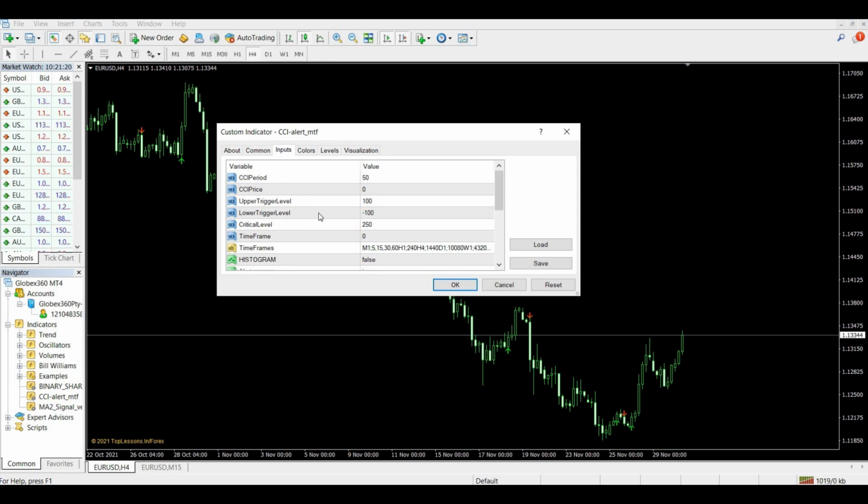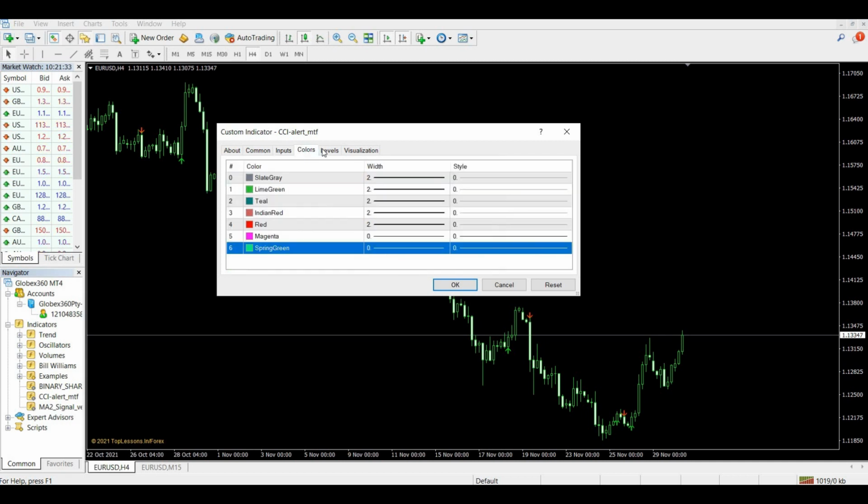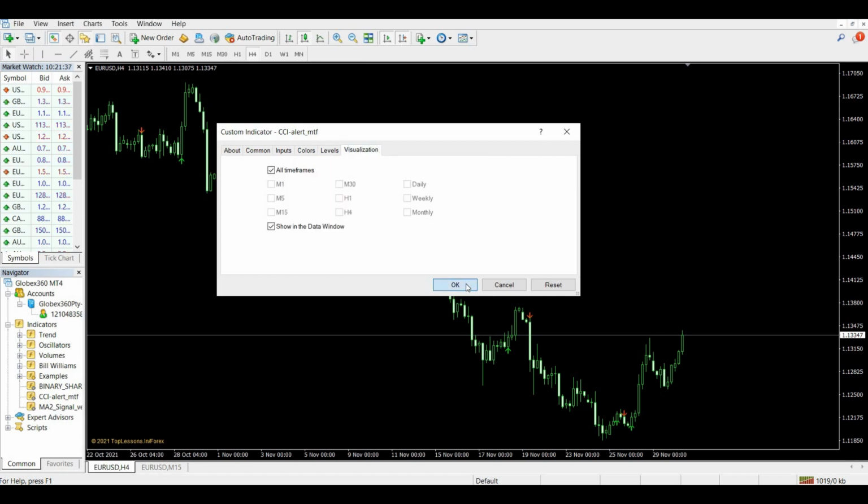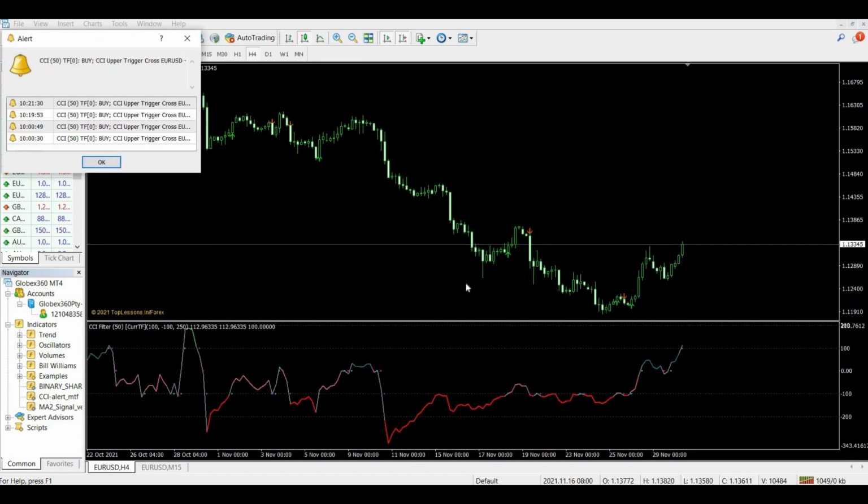Now, if you want to play around with the settings, this is the input section where you can play around and look at what you want to see. Here we have time frames, which most systems do not have. So we can just click OK. There are colors, there are levels, there is visualization. For now, we just want to focus on what it is giving us.